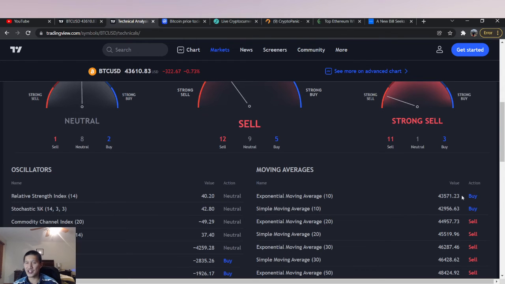So this action on the exponential average on 10 should actually be neutral. This should be buy, but it is trending in the correct direction. The relative strength index and the stochastic are actually neutral now, and so is the commodity channel index. So the oscillators are not saying buy anymore. The average directional index is about the same as it was yesterday.